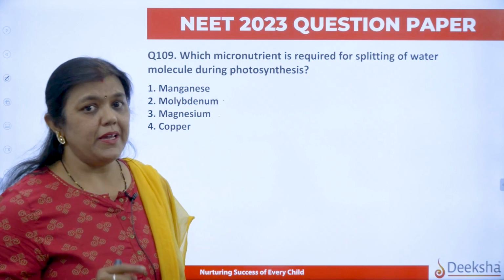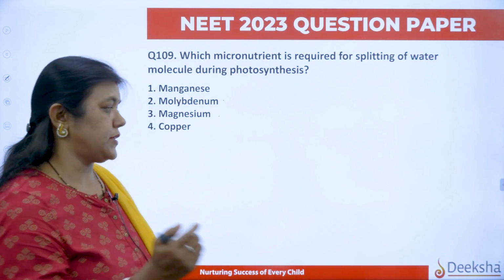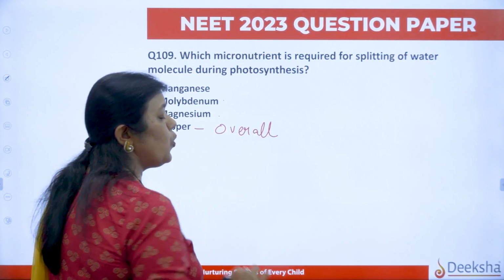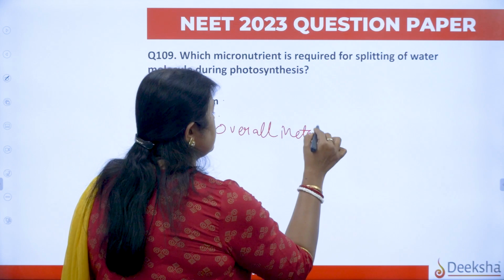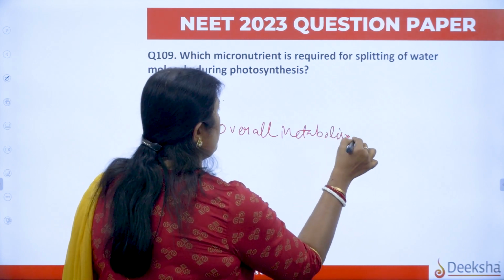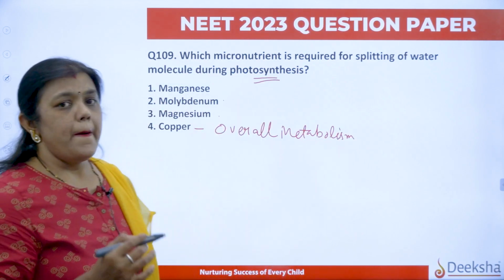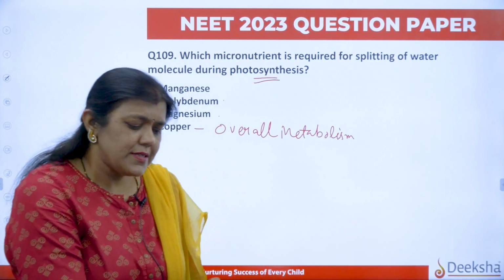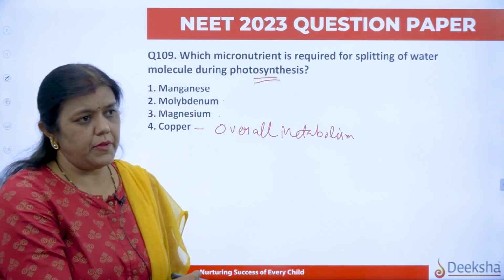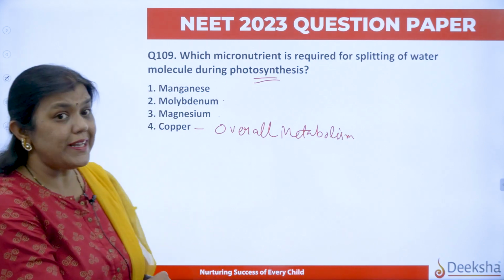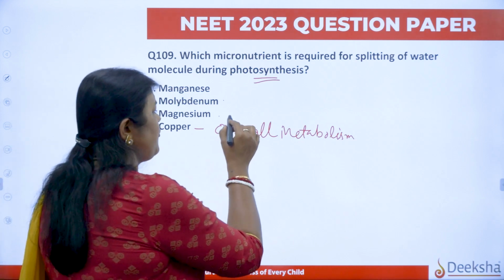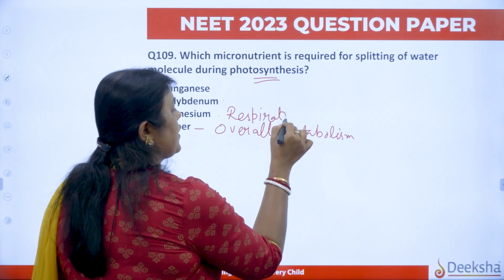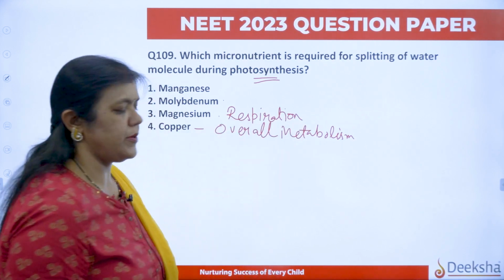So copper is helping a plant for its overall production. Okay, so what is the function of copper? It helps in overall metabolism. Now what you have to look forward for the photosynthesis one. If you see, magnesium is helping in some of the photosynthesis and respiration process, but it is not helping in splitting the water. It is helping in photosynthesis and it is also helping in respiration, but direct splitting of water is not done by magnesium.